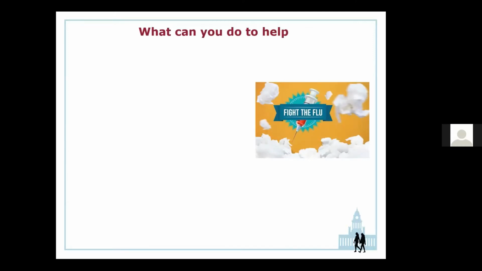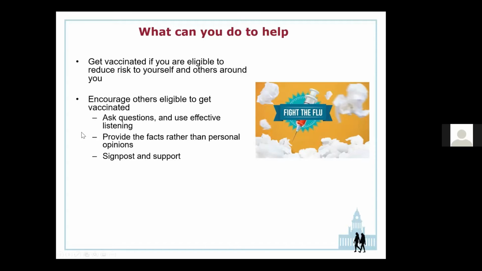What can you do to help? The main advice is get vaccinated if you are eligible to reduce the risk to yourself and others around you. Encourage others eligible to get vaccinated. Ask questions and use effective listening. Provide the facts rather than personal opinions, and offer signposting and support. It is important to use age-friendly principles, effective communication, and treat people fairly.